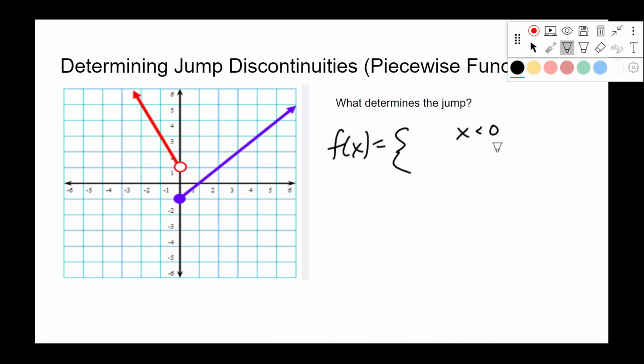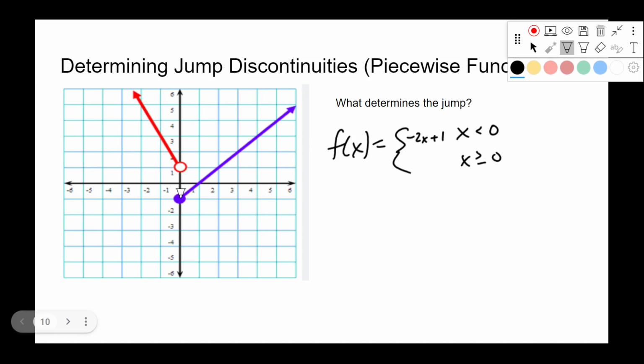When x is less than 0, it's the red graph. When x is greater than or equal to 0, it's the purple graph. So this equation is, let's see, it's down 1 to the right. So negative 2x plus 1, that's the red equation.